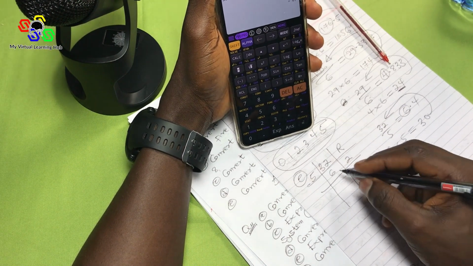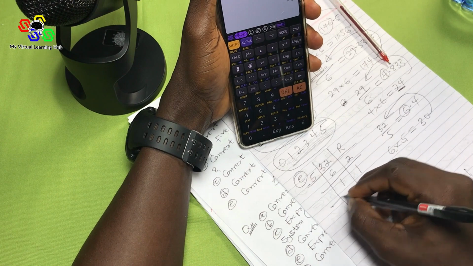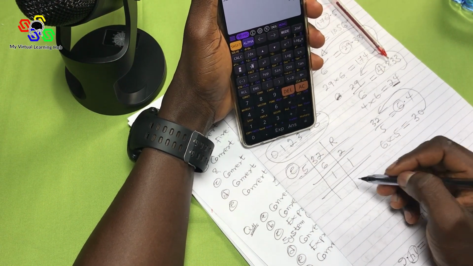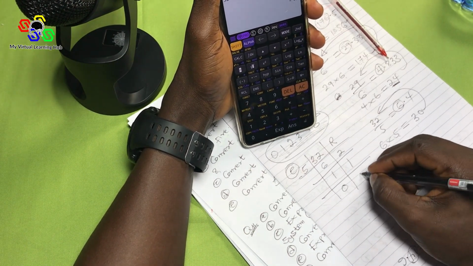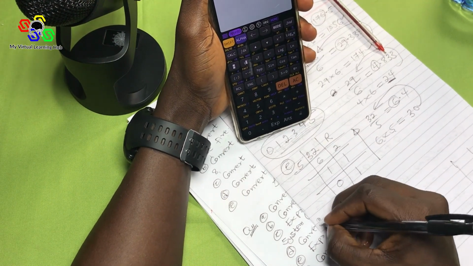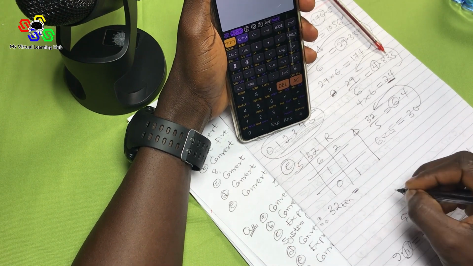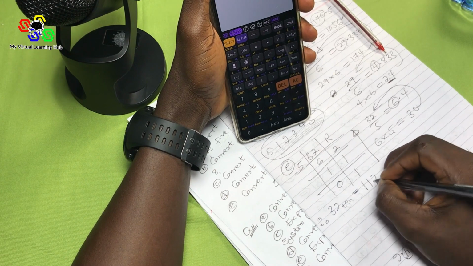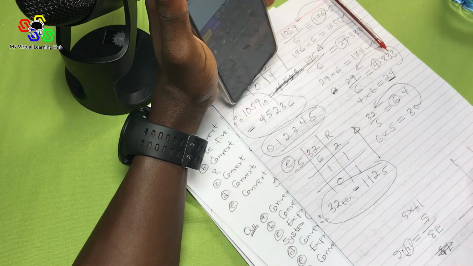Still, 5 can go into 6. So 5 will go into 6, 1. Remainder 1. Now, 1 is less than 5, so it means 5 cannot divide 1. So we write 0. Then we move the 1 here, and we indicate the arrow up. So it means 32 base 10 is now equal to 1, 1, 2 base 5. That is the final answer.